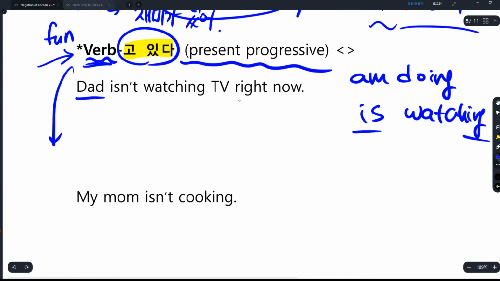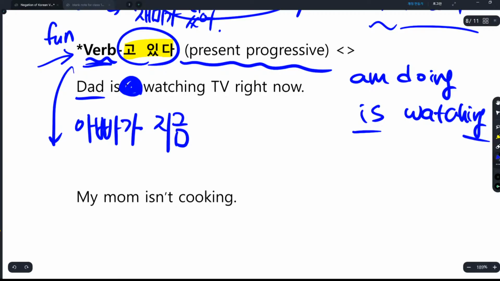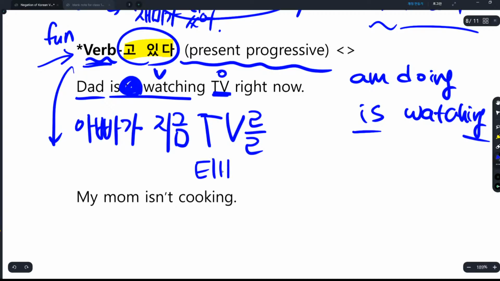So dad isn't watching TV right now. Let's first try translating the positive sentence to make it easier. So dad, 아빠가, right now 지금, watching TV. We're gonna write the object first and then the verb last, right? So 아빠가 지금, you can just use TV를. Let's stick with the Korean, although this stems from an English word.